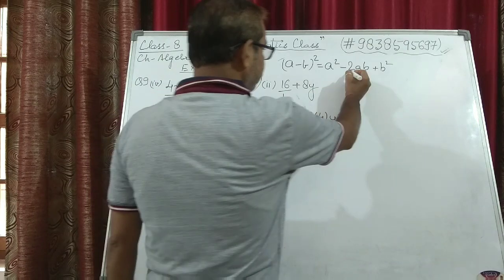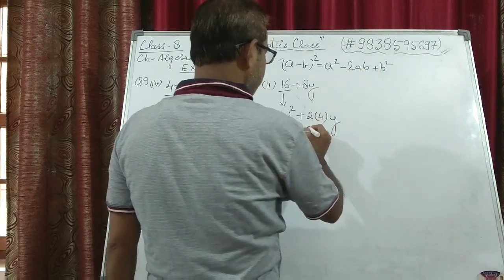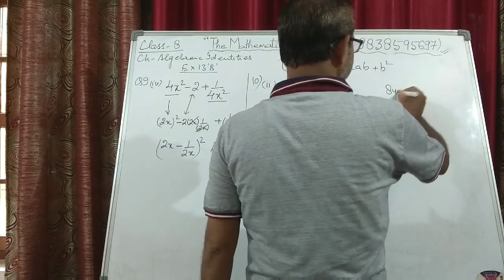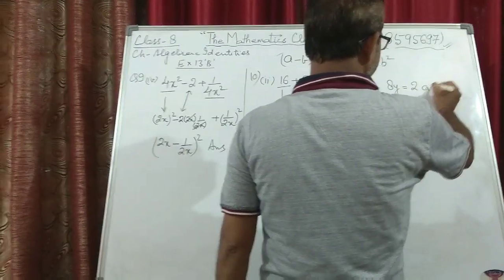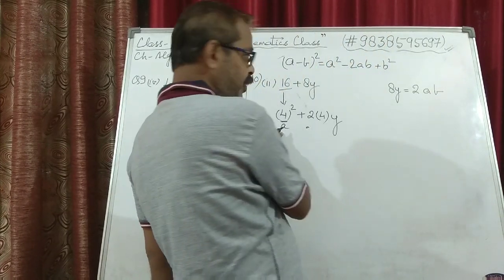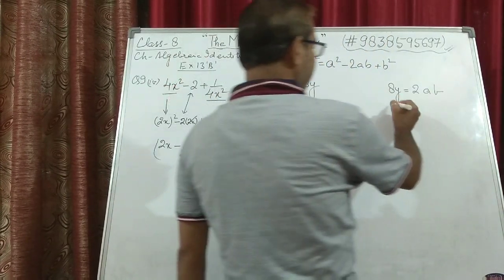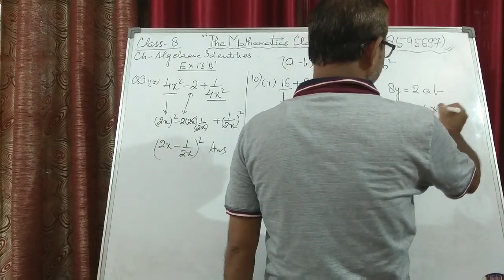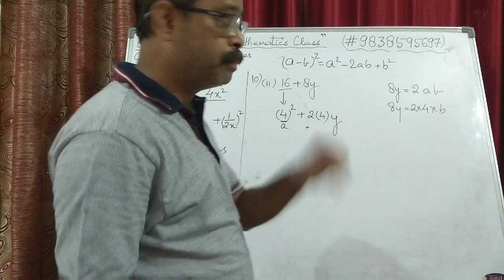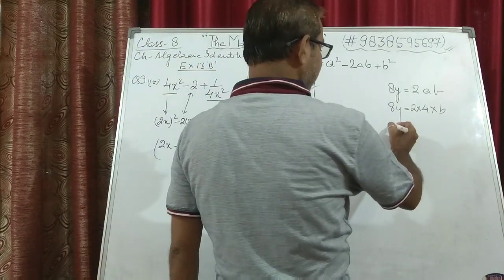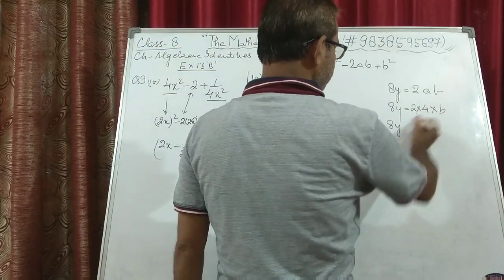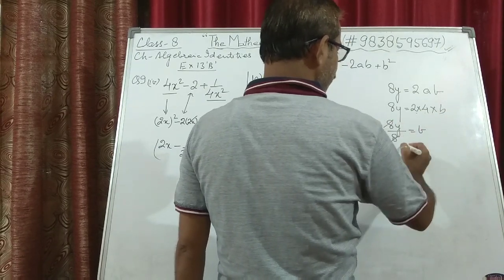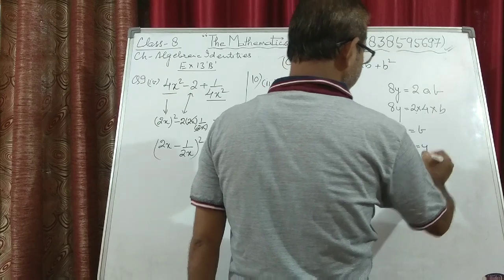So if you compare 8y with 2ab, and you know that the value of a is 4 given to you, it means 8y is equal to 2 into 4 into b. So we have to find the b term. That will be 8y, 2 into 4 that is 8 comes in the denominator, is equal to b, 8 and 8 cancel. So b comes out to be y.